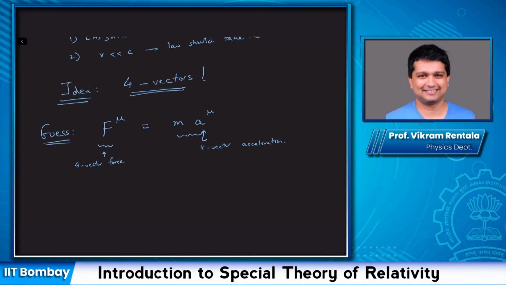And another important point is, since we want the right-hand side to transform like a four-vector, this quantity m should be Lorentz invariant. So a natural choice for the mass would be the rest mass of a particle, the particle which is experiencing these forces.